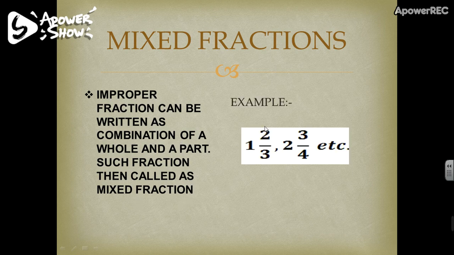For example, 1 2 by 3. This is our improper fraction 5 by 3. So 1 2 by 3 represents the improper fraction 5 by 3, and this is another way of representing 5 by 3. Here we are using a whole number 1, and this 2 by 3 represents a part. So if an improper fraction is represented as a combination of whole and a part, then the improper fraction is known as a mixed fraction.